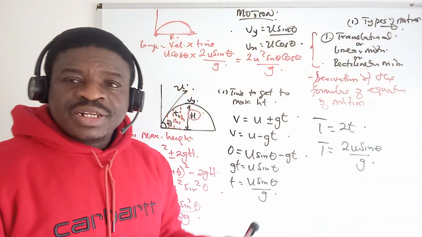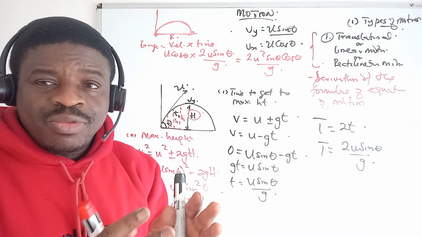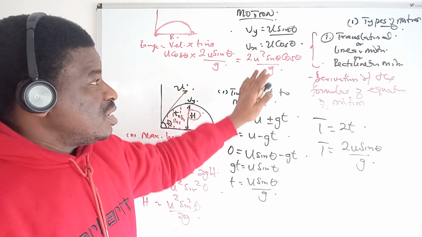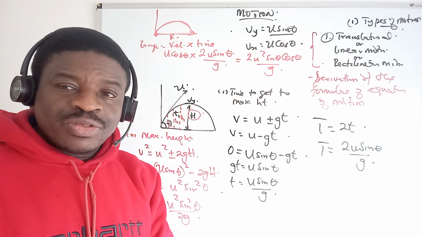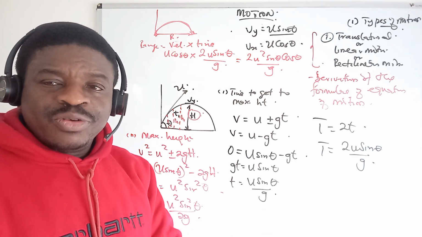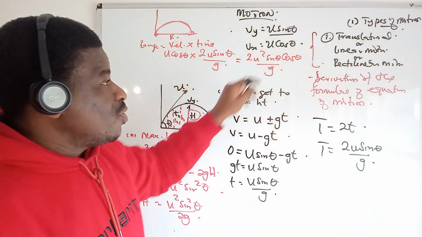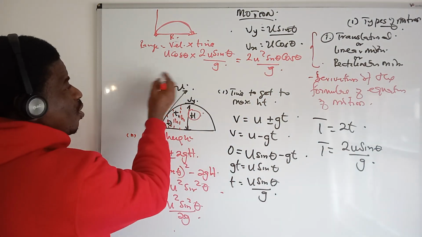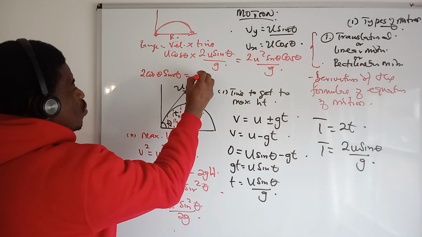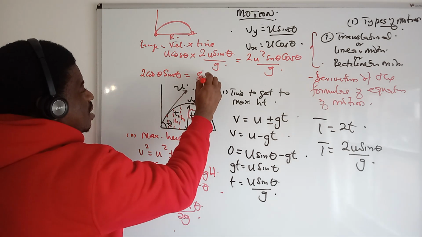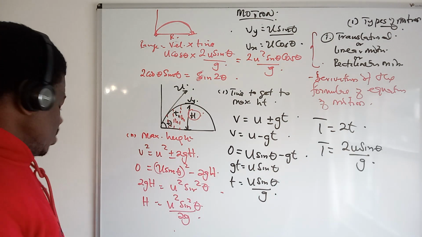Now this is correct, but to make it neater and shorter, there is a part of mathematics we call trigonometry, and we have 14 laws of trigonometry. When I come to trigonometry, I'm going to teach you everything about it. In trigonometry, there is a law that says that 2 cos theta sine theta is equal to sine 2 theta.